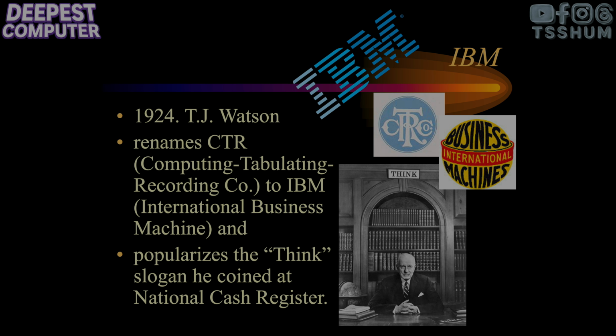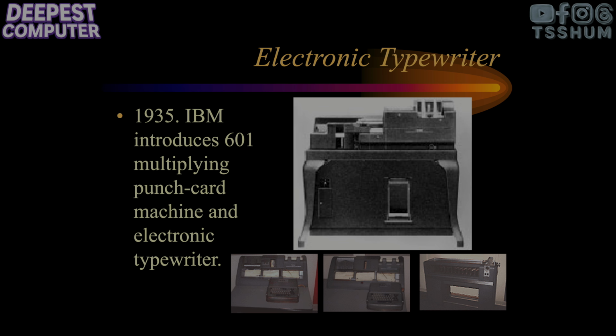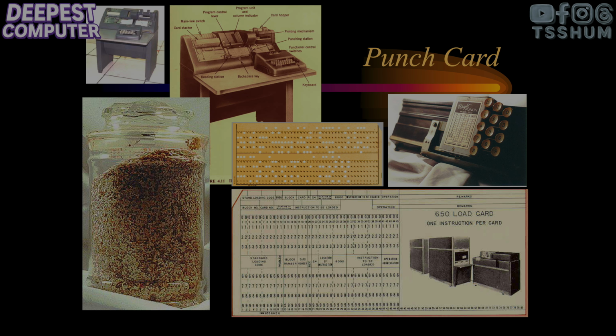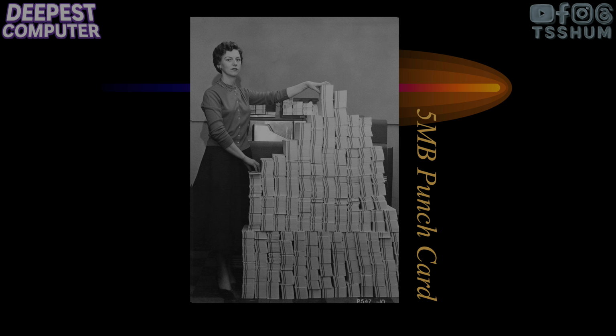In 1924, T.J. Watson renamed the Computing Tabulating Recording Company to International Business Machines, or IBM, and popularized the Think slogan. In 1935, IBM introduced the 601 multiplying punch card machine and the electronic typewriter. The punch card was a crucial invention, used for data input, processing, and output in early computing devices. This image illustrates a punch card capable of storing 5 megabytes of data.